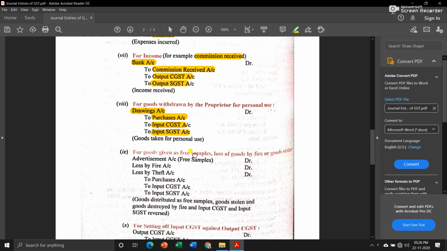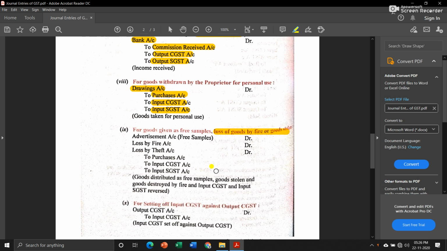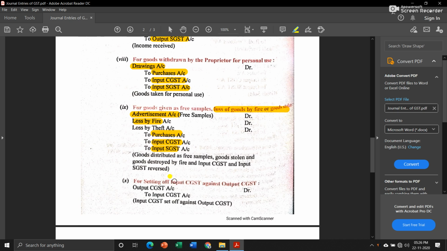Now suppose we have given away goods as free samples, or we lost some goods by fire or theft. If we have given away goods as free samples, then we will debit advertisement account. If we lost goods by fire or theft, then we will debit according to the condition, and we will credit purchases account as well as input CGST and input SGST account.